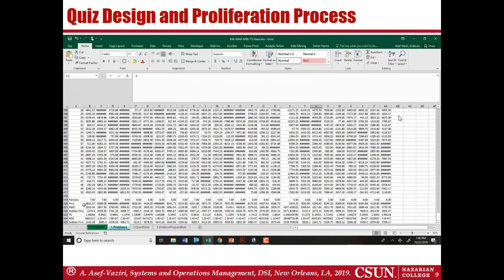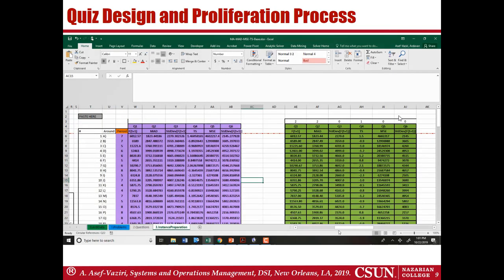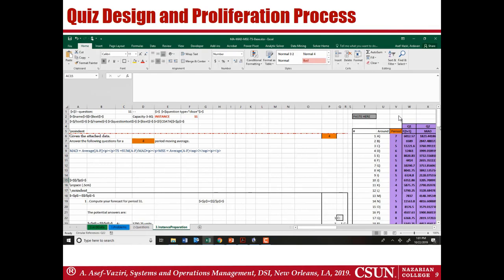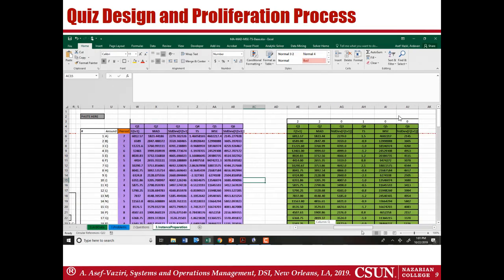by MAD. I produce several questions: forecast for next period, MAD in the last period, standard deviation of the forecast based on MAD, tracking signal, mean square error, and standard deviation of forecast for next period using mean squared error. I transpose this data here using some functions, the MATCH and INDEX functions, and then I import them here, and this is an instance of generating 26 problems of a specific type.